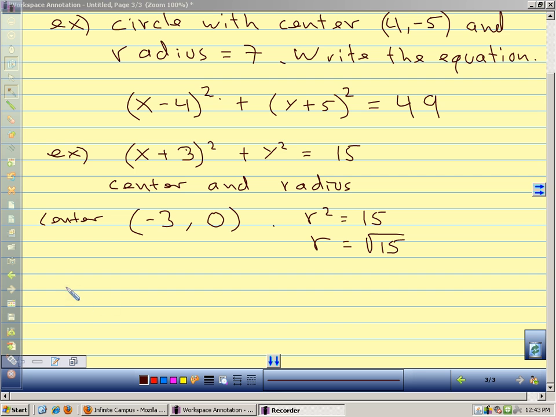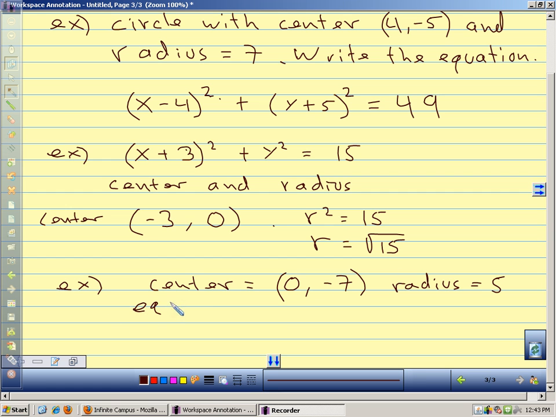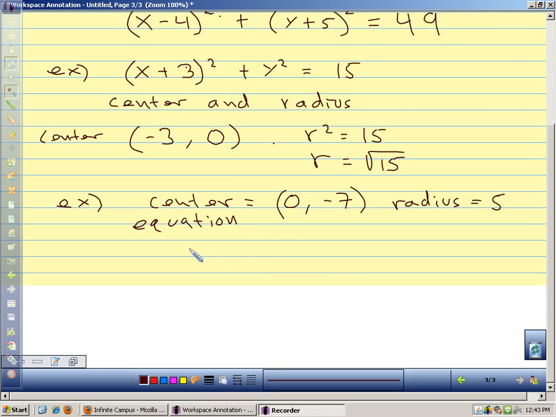Let's look at one more example going the other way. Let's say our center is 0, -7, and our radius equals 5, and we want the equation. So we're looking for the equation of this circle.